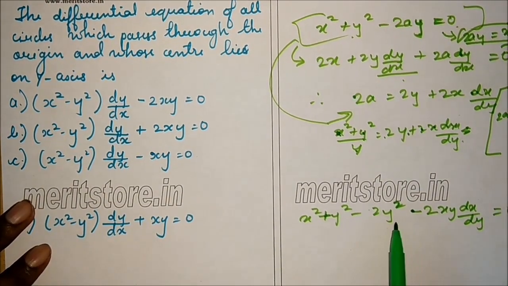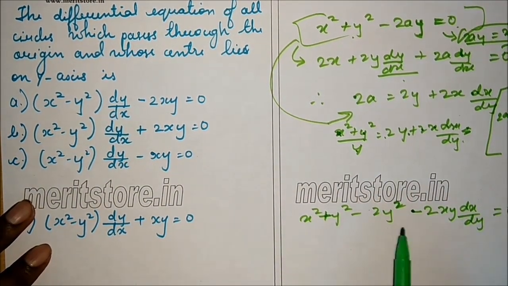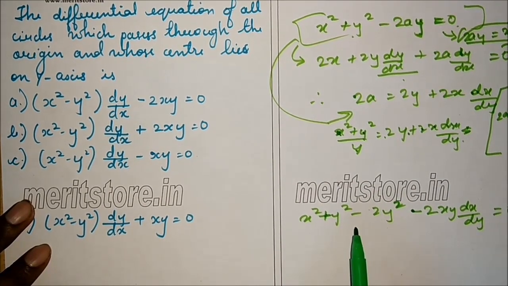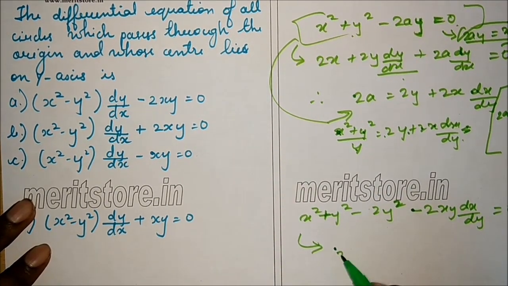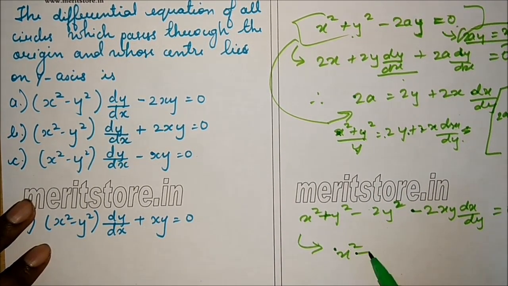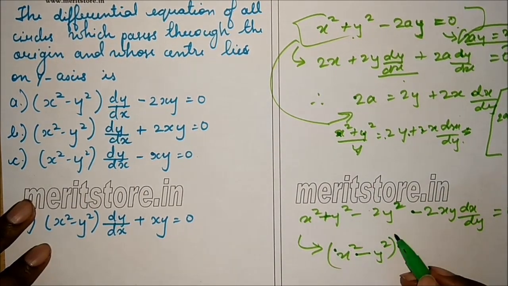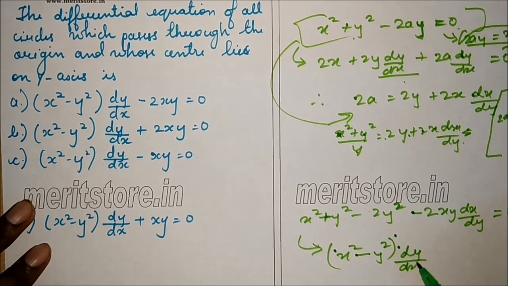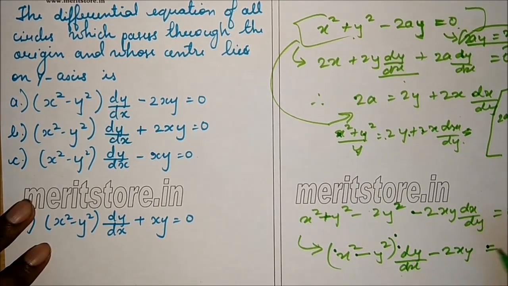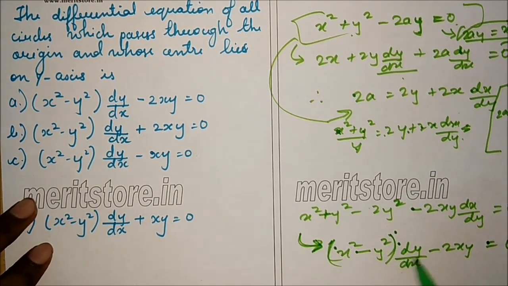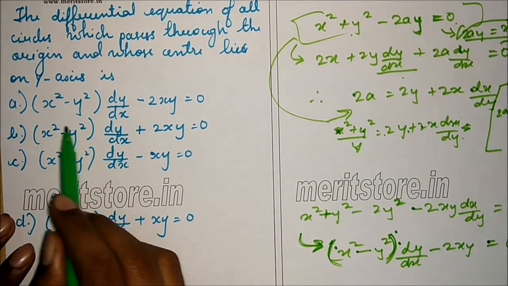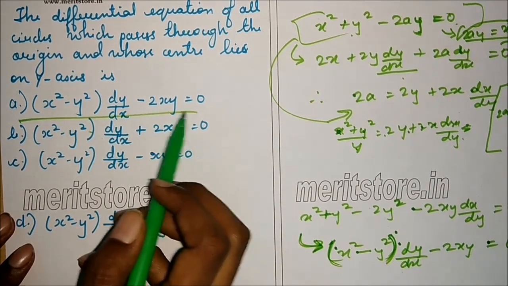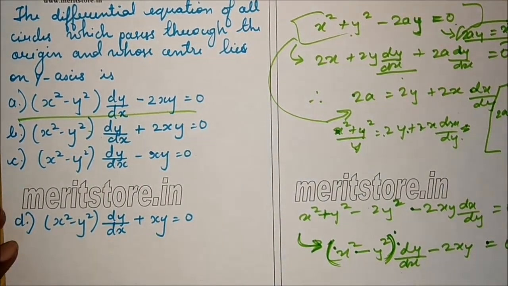Now x square plus y square minus 2y square, so this can be simplified as x square minus y square into dy by dx minus 2xy. This will be equal to 0. When simplifying this, we'll get this equation. So the answer is A, x square minus y square dy by dx minus 2xy equals 0.